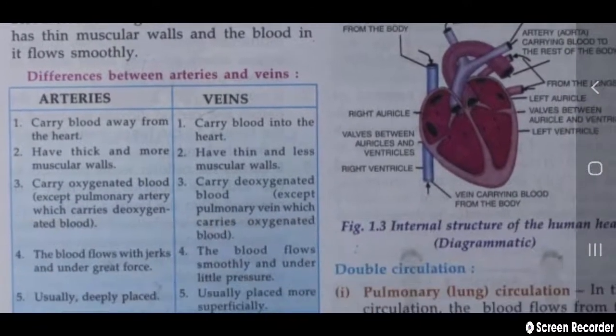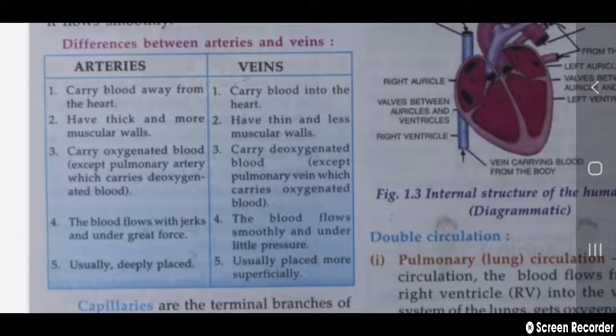Now, what are the differences? They may ask about the difference between arteries and veins in your class exam or any exam. You should learn these basic things about the heart. Arteries carry blood away from the heart, and veins bring the blood from all parts of the body to the heart. Next, arteries have thick and more muscular walls, while veins have thin and less muscular walls.